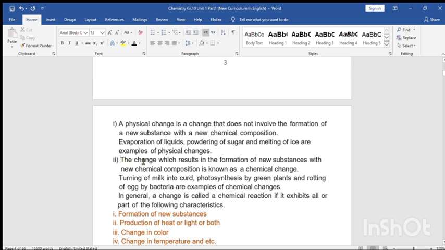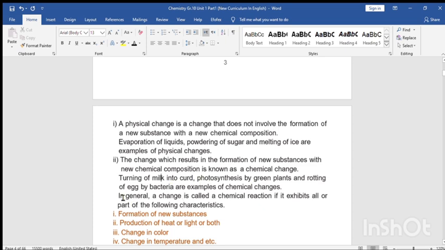Roman number 2. The change that results in the formation of a new substance with a new chemical composition is called chemical change. That includes such types of change as the turning of milk into curd. The protein substances of the milk will attract each other when the milk is stored and gets heat. Therefore it forms solidified particles, that is curd. And photosynthesis, as we discussed in the above discussion, is the preparation of glucose and oxygen by green plants, and the rotting of egg by bacteria. Such types of changes are chemical changes.